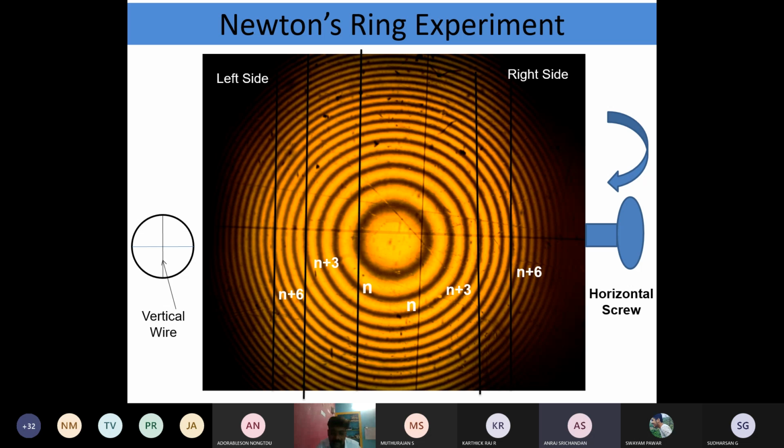Sir, N plus 9 means the standard. N plus 9 means if your position is on the right hand side and you are measuring readings from the right hand side, you can see N plus 3, N plus 6. You again rotate the horizontal screw and bring the vertical wire to the right hand side of N plus 6, counting 1, 2, 3. Like that, we go forward in the increasing way.